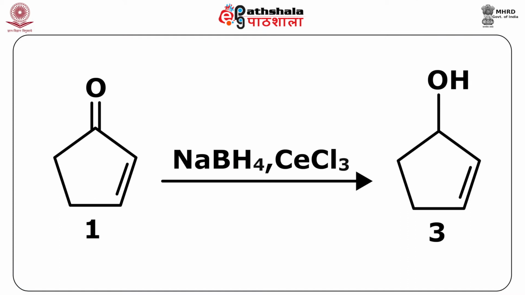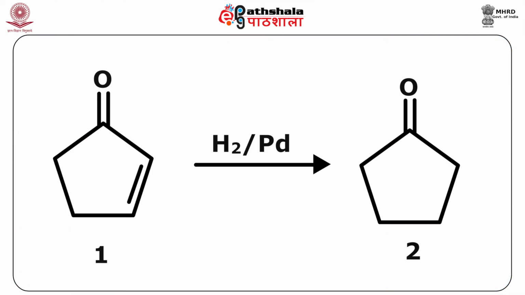The reduction of the C=O bond over the C=C bond is performed by a reducing agent like sodium borohydride, as represented in the figure. The reaction of cyclopent-2-enone with sodium borohydride gives cyclopent-2-enol. In this case, only the carbonyl group is selectively reduced to the hydroxyl group, whereas in the former case, the double bond was selectively reduced to the single bond.